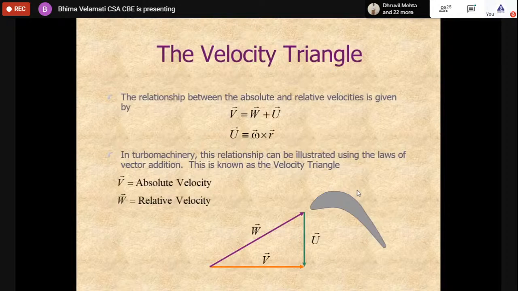So what would happen? This is a standard velocity triangle that we see in most of our turbomachinery courses. Your absolute velocity is a vectorial addition of your relative velocity plus rotational velocity. So of course this triangle will change with the way your rotation direction would be. Rotational velocity is nothing but omega times r, where omega is your RPM or radians per second, whichever way you write, and r is your radius of rotation.